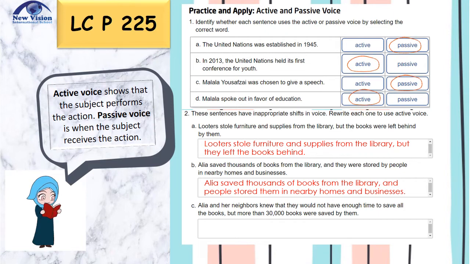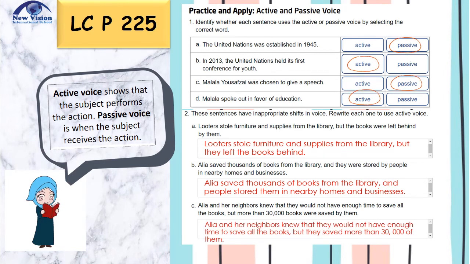C. Aliyah and her neighbors knew that they would not have enough time to save all the books, but more than 3,000 books were saved by them. Answer: Aliyah and her neighbors knew that they would not have enough time to save all the books, but they saved more than 3,000 of them.